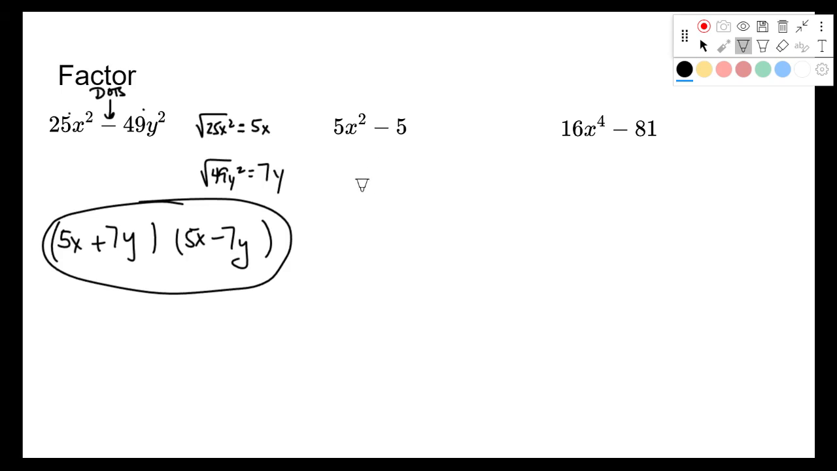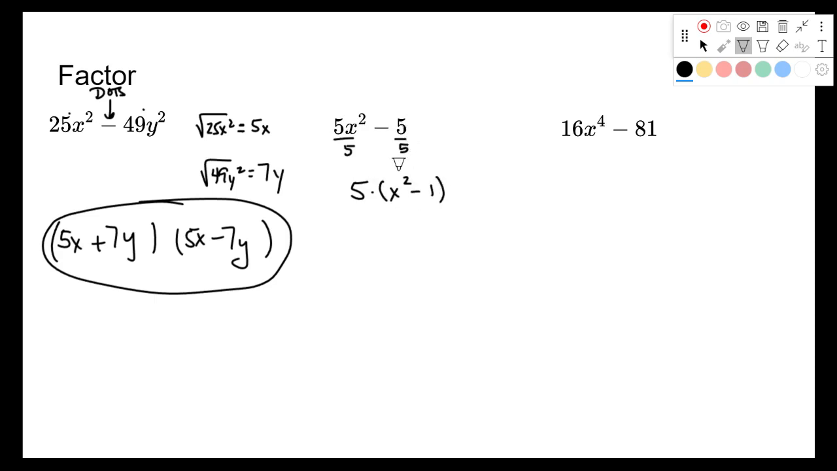If I have 5x squared minus 5, I'm looking for a GCF. There is a GCF this time. It's 5. There's 2 powers of x there, but none there. So I'm going to take the 5 out. I'm going to divide both of these by 5. 5x squared divided by 5 is x squared. Minus 5 over 5 is 1.